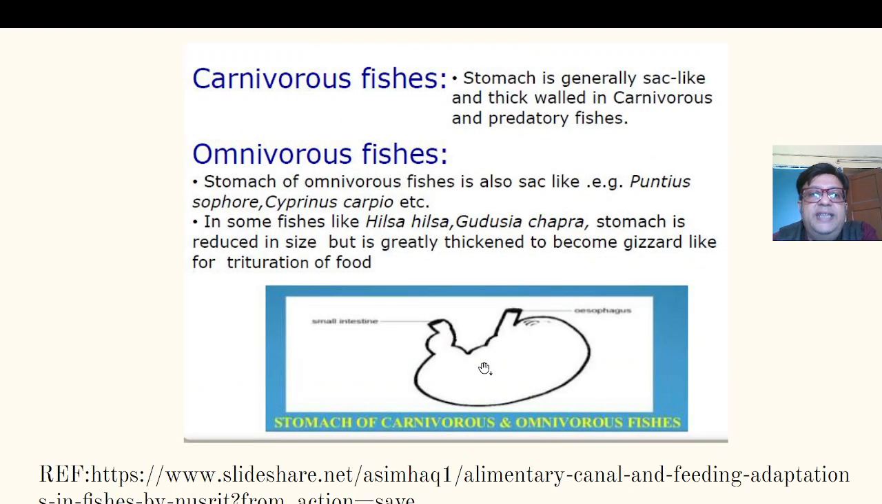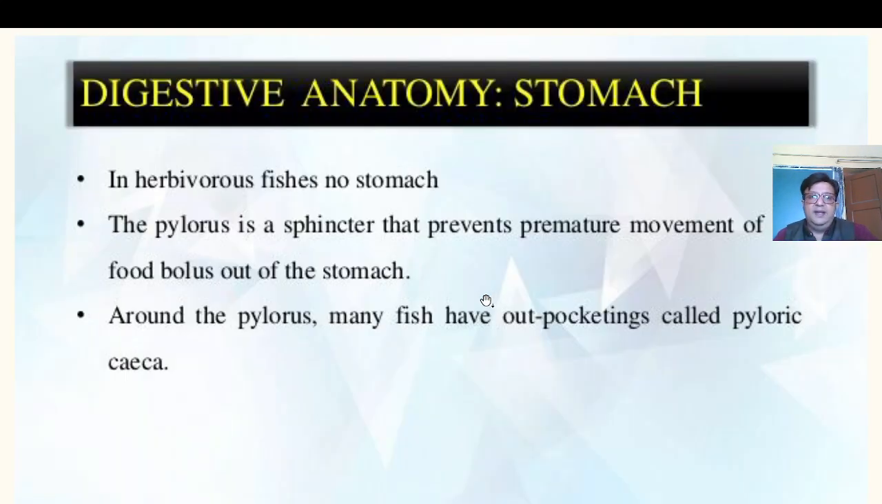Okay, let's go to the next one. Carnivorous fishes' stomach is generally sac-like and thick-walled. In omnivorous fishes it is also the same. Go to the next one, anatomy of the stomach. In herbivorous fishes, no stomach. The pylorus is a sphincter that prevents premature movement of the food bolus out of the stomach. Around the pylorus, many fishes have outpocketings called pyloric ceca, as you have seen before.